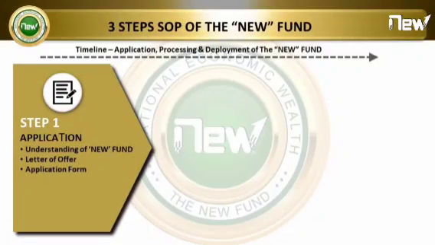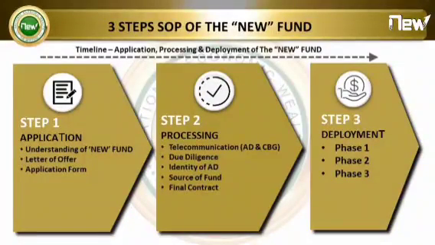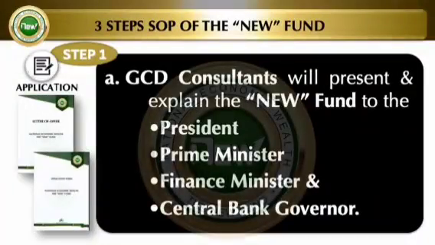Step 1 is the application. This involves understanding of the new fund, letter of offer and application form signed by the government officials. Step 2, processing of the application. This involves telecommunications between the asset depositor and the central bank governor, due diligence, identity of the asset depositor, source of funds, and the final contract to be signed by the central bank governor. Step 3 would be the deployment of the new fund. Allow me to go into details for each step.